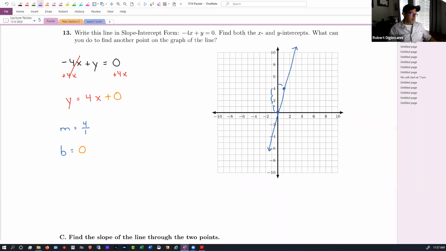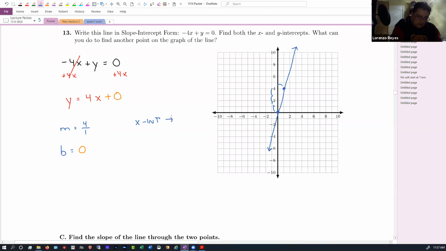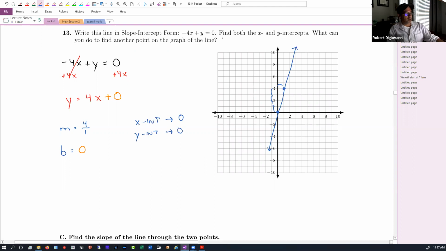Okay. Can you tell me what the x-intercept of this line is, just by looking? Where does this line hit the x-axis? At 0. And of course, we know the y-intercept was 0 also. I'm answering this question. It wants us to find both the x and y-intercept, so I'm answering that.